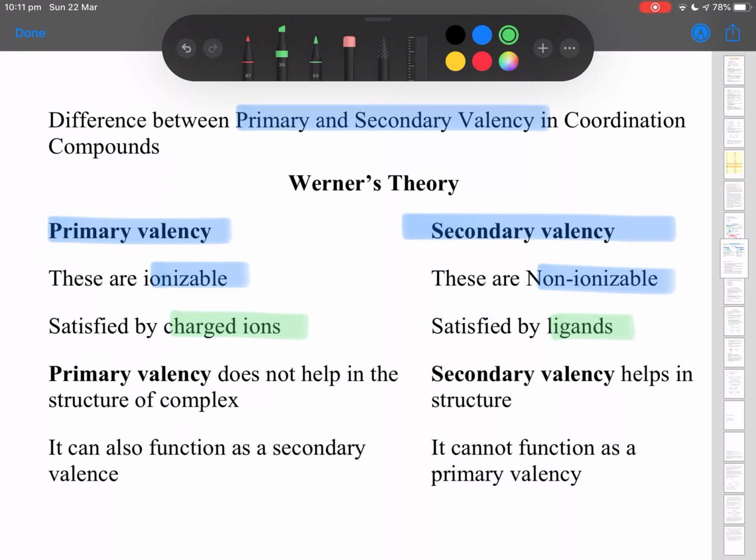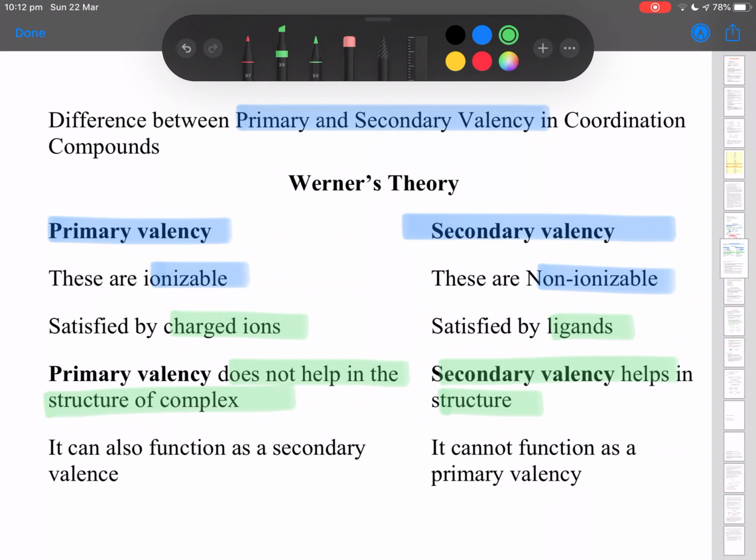And here we also mentioned that secondary valency is nothing but the ligands, which corresponds to the coordination number as well. Then primary valency does not help in deciding the structure of the complex. Its role is just to ionize, right? Secondary valency plays a vital role in the spatial arrangement of the atoms, as I discussed with you, 4 or 6. Tetrahedral or square planar in case the coordination number is 4, and octahedral in case you are landing up with coordination number 6.